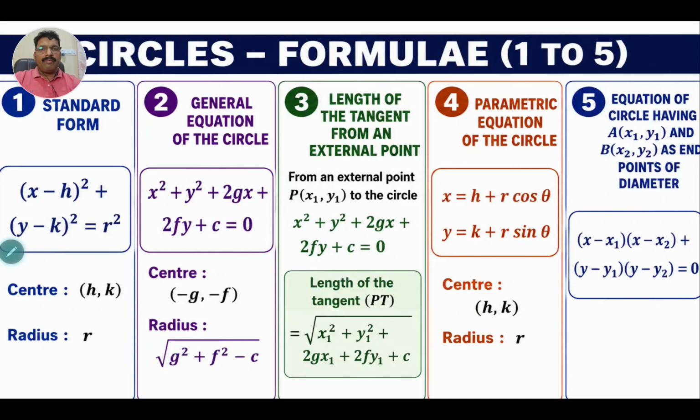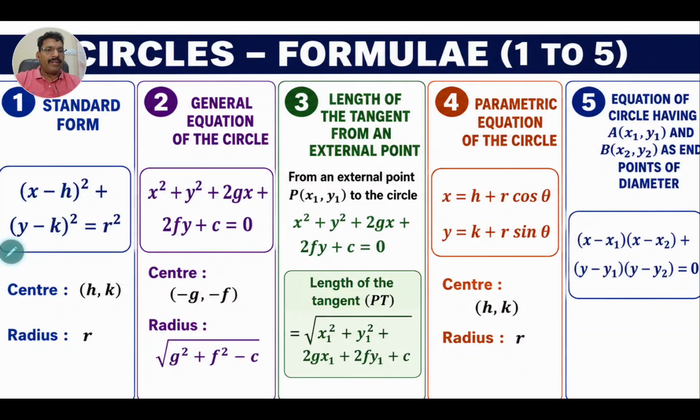Next, third formula, length of the tangent from an external point P(x1, y1) to the circle x square plus y square plus 2gx plus 2fy plus c equal to 0 is root S11. The S11 notation is x1 square plus y1 square plus 2gx1 plus 2fy1 plus c. Now parametric equations of the circle: x equal to h plus r cos theta and y equal to k plus r sin theta. Here h comma k is the center and r is the radius.